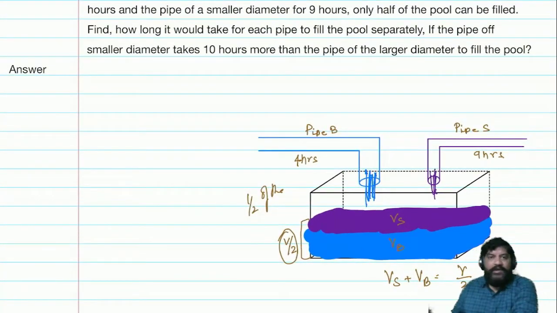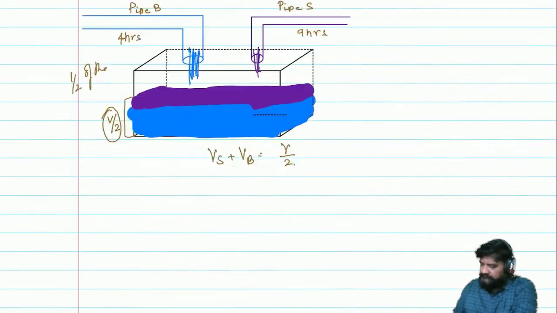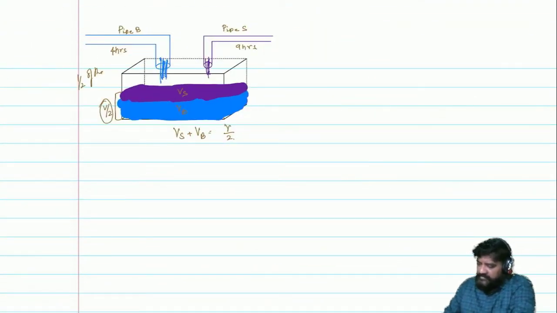Great. Now I have another set of information given to me. If the pipe of smaller diameter takes 10 hours more than the pipe of the large diameter to fill the pool. So here it is talking about the entire pool being filled, which means if I take the time of the large diameter as X hours to fill the complete pool, then the time taken by the smaller diameter pipe will be X plus 10. So first of all, I'm going to do this for pipe B. Understand?